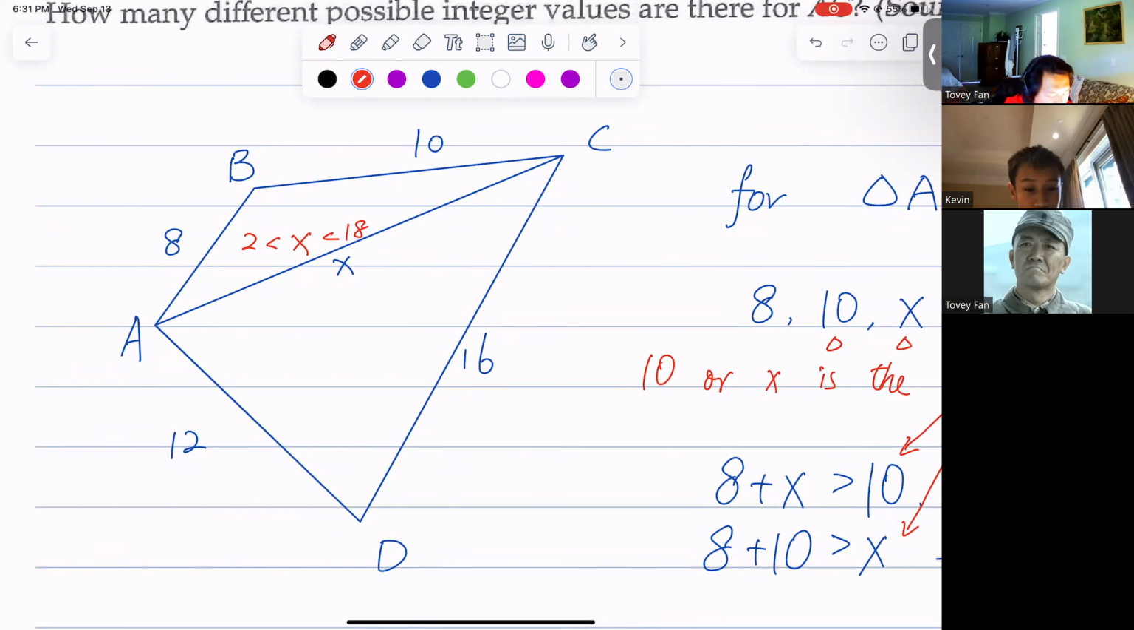What about triangle ACD? In triangle ACD, what is the range of x? Basically, x is greater than 4 and less than 28. Good. So what are the values that it can be? From 4 to 18. Exactly, from 4 to 18. And it has to be an integer, right? So in the end, it's going to be 5, 6, all the way till 17, right? Okay, all of these are possible values for x.